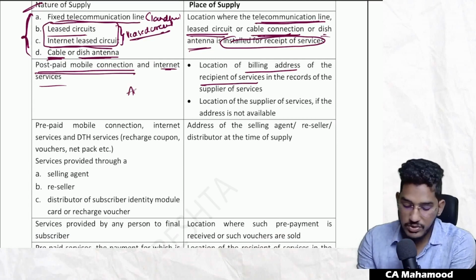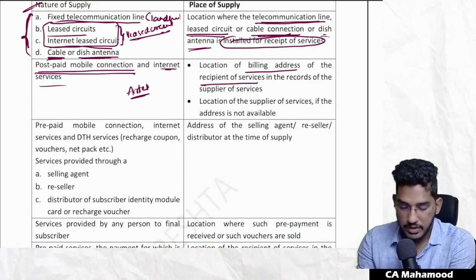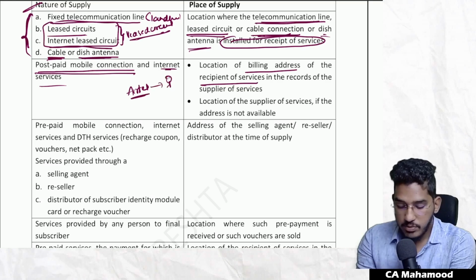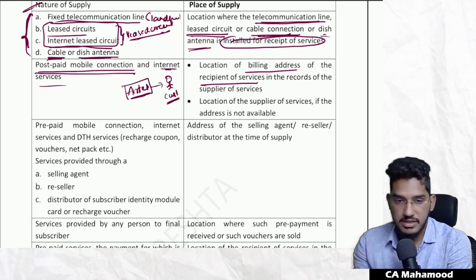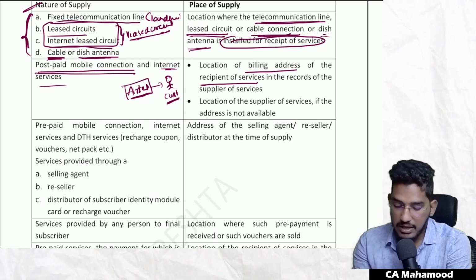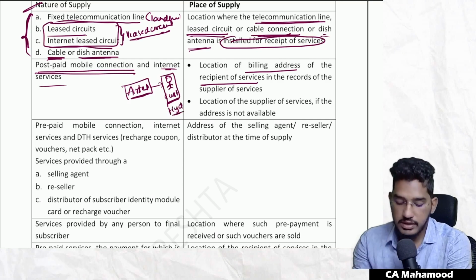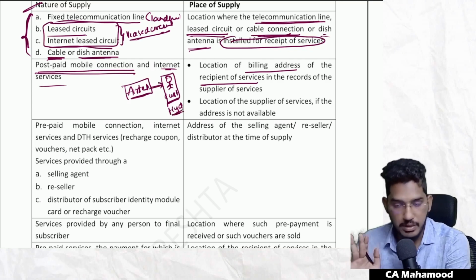For example, you are using an Airtel postpaid connection. So now you are a recipient. Airtel is providing a postpaid connection to one customer. So now we need to check whether in Airtel's records the billing address of this customer is available. If the billing address of the customer is available, then that location will be the place of supply. In the Airtel records, the customer's billing address is there. So assume that the customer's billing address is Hyderabad. So for this, the place of supply will be Hyderabad.